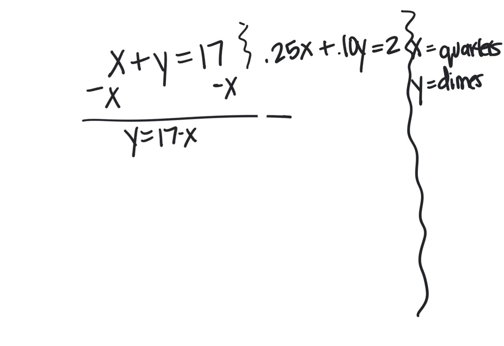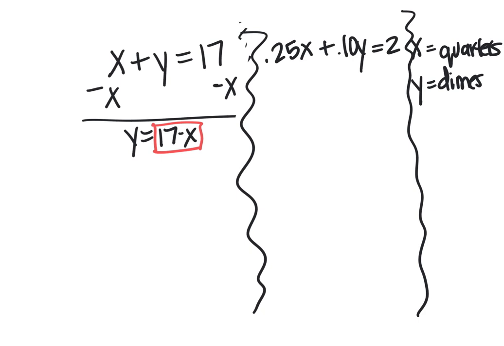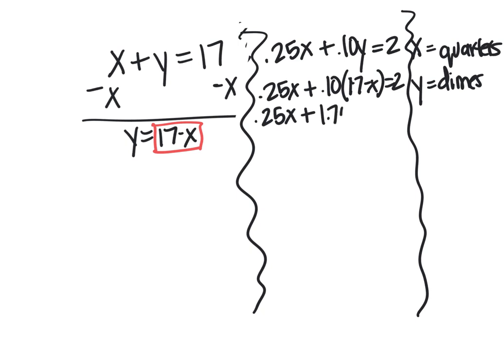So now I'm going to substitute this value for Y into my second equation, okay? So here we go. 25 cents per quarter plus 10 cents per dime. I'm going to put 17 minus X is equal to $2, okay? So now I need to distribute my 10 cents. Still equal to $2. I want to combine my like terms.